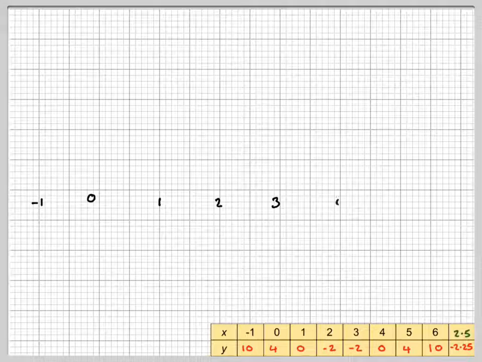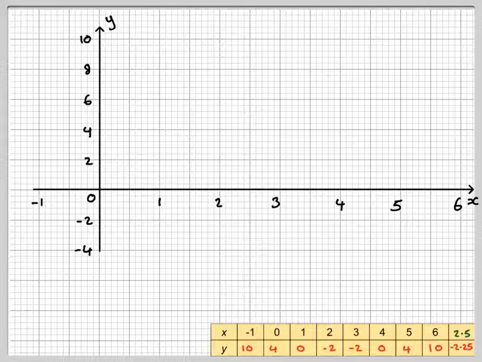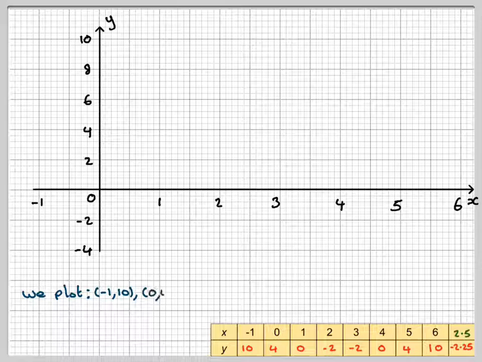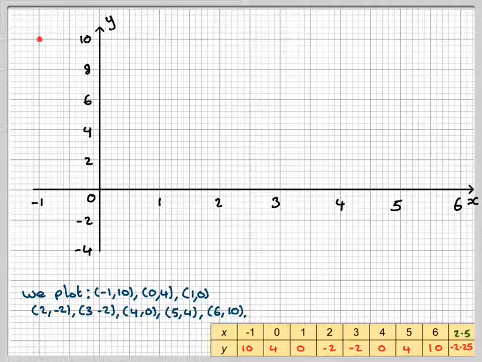So, drawing our graph, drawing a suitable x scale and a y scale, which is going to be slightly different than what we've got before. Each one of these is going to represent 2 units. And then plotting the points: minus 1, 10; 0, 4; 1, 0; 2, minus 2; 3, minus 2; 4, 0; 5, 4; and 6, 10.